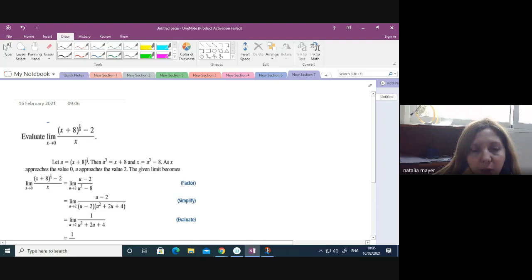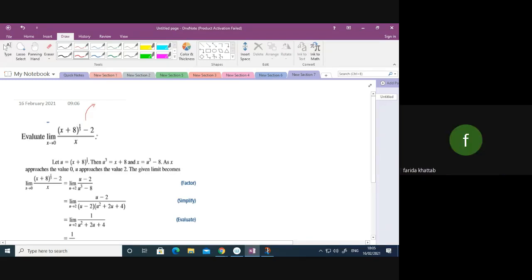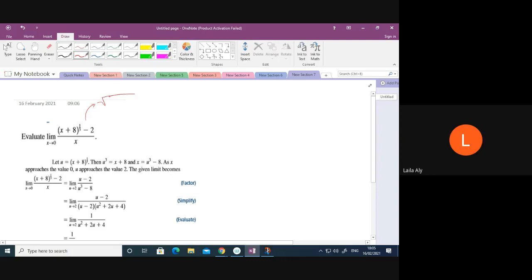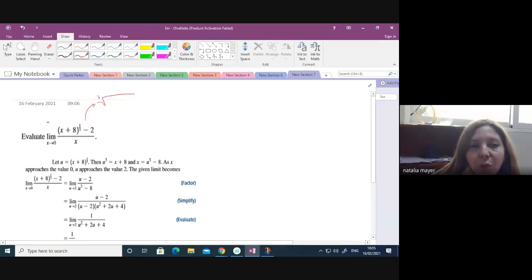Okay, how can we replace a rational exponent with a radical sign? This one. How can I? Square. Would be square root. Guys, how to read it? Cube root. Cube root or third root? Third, fourth, and so on. Third root of x plus 8 minus 2.